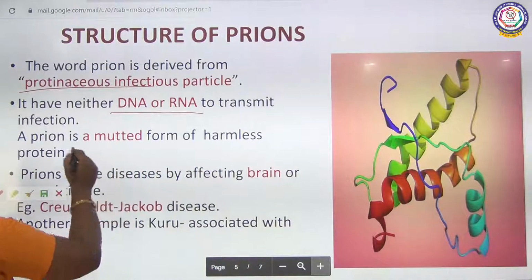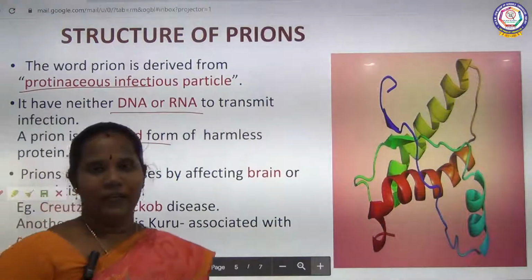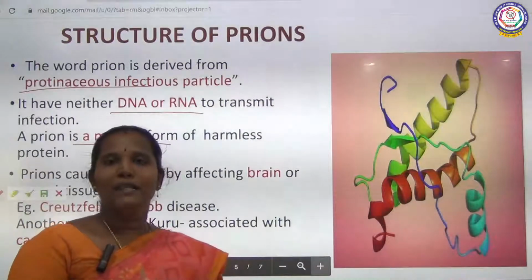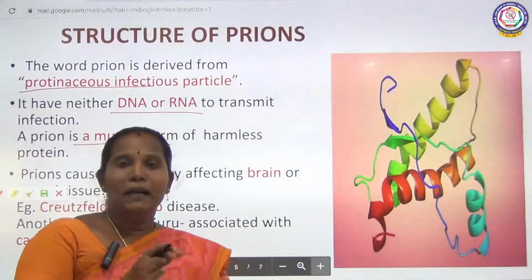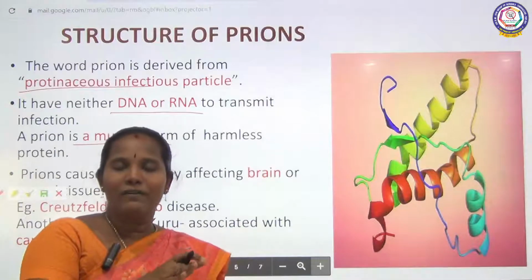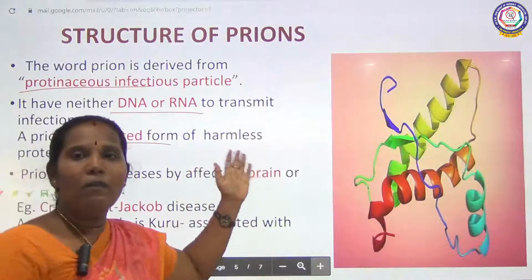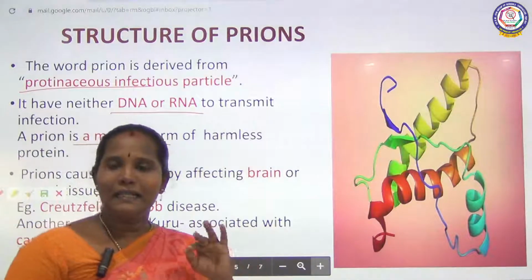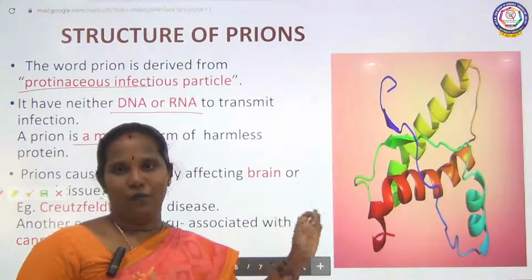A prion is a mutated form of a harmless protein. Usually we know that microbes give harmful effects, but this is a mutated form, and the harmful effects are controlled. So it is a harmless protein, meaning it never gives any harmful effects.